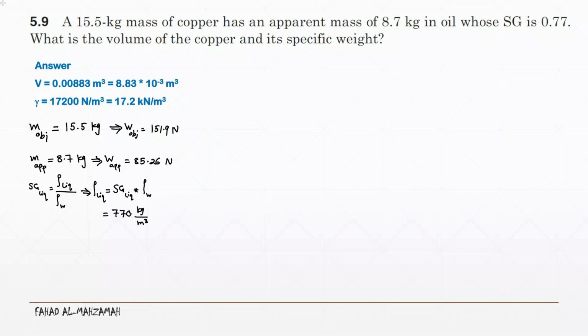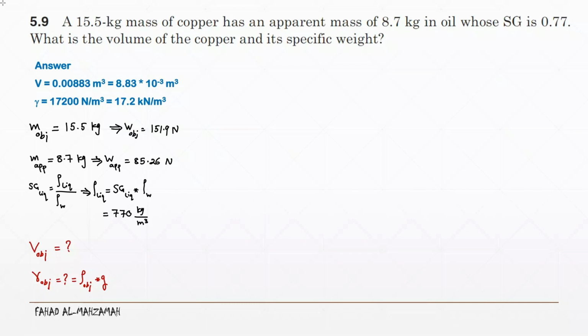Okay, now what is the volume of the copper? He asked for the volume of the object and its specific weight, gamma of object, and we know gamma is equal the rho of object multiply G, because we are dealing with SI. If it's English, you just change, it is the same density, but you change the pound mass into pound force. Okay, now let's try to solve it.